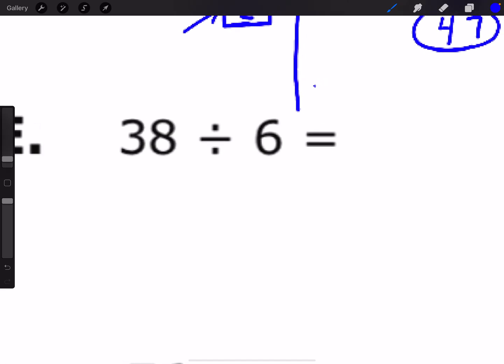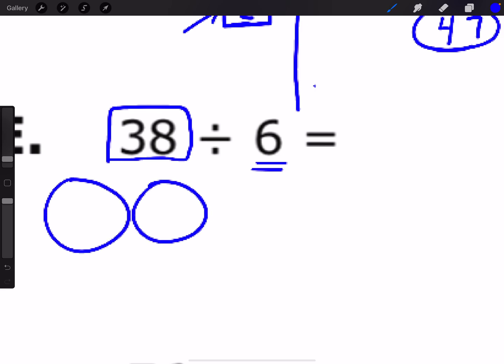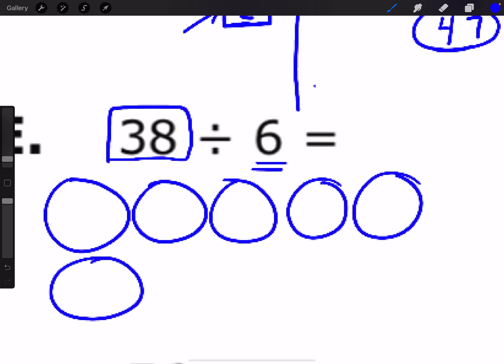Now we have 38 divided by 6. So 38 divided by 6, I'm going to do a different way. Here is how many cookies we have, or our dividend, our amount that we're breaking apart. And this is our divisor, which is our groups. I'm going to do 6 groups. So 1, 2, 3, 4, 5, 6. And I'm going to put equal amounts in each one.